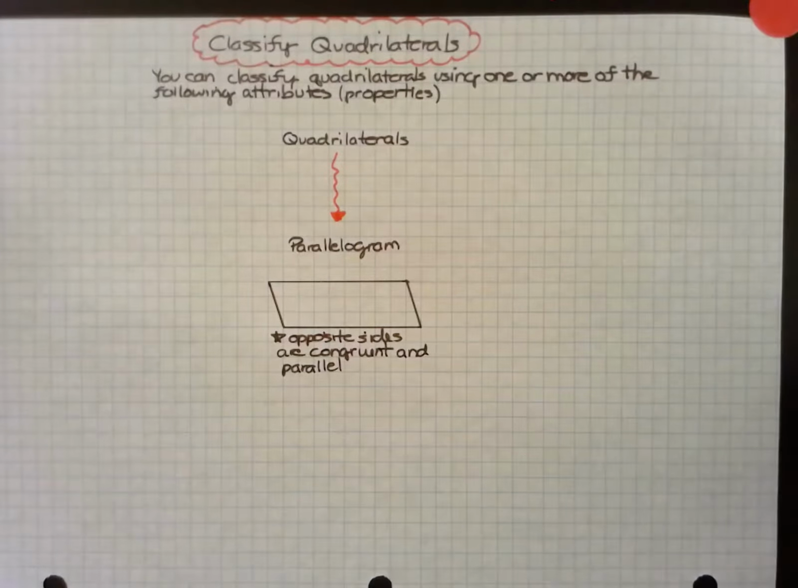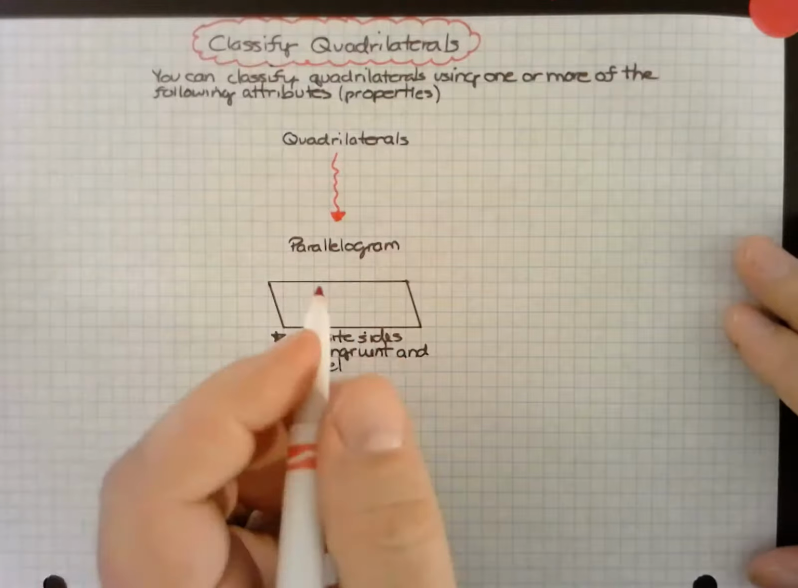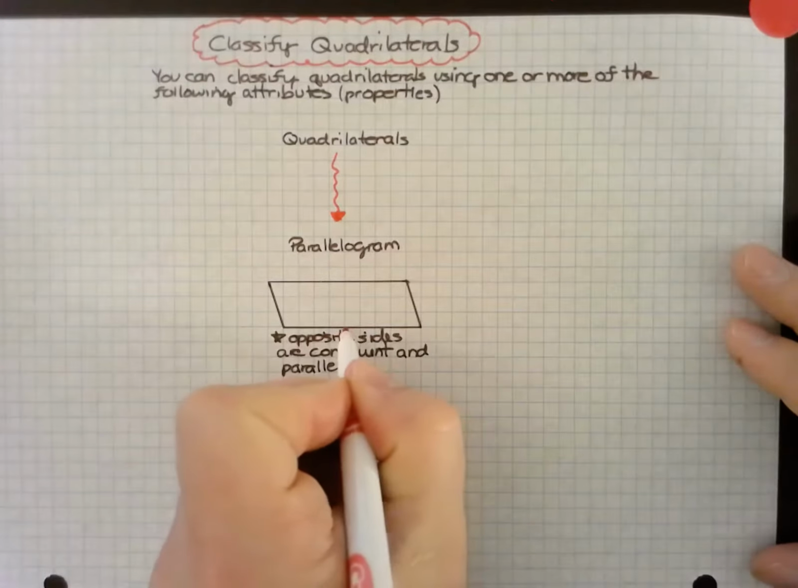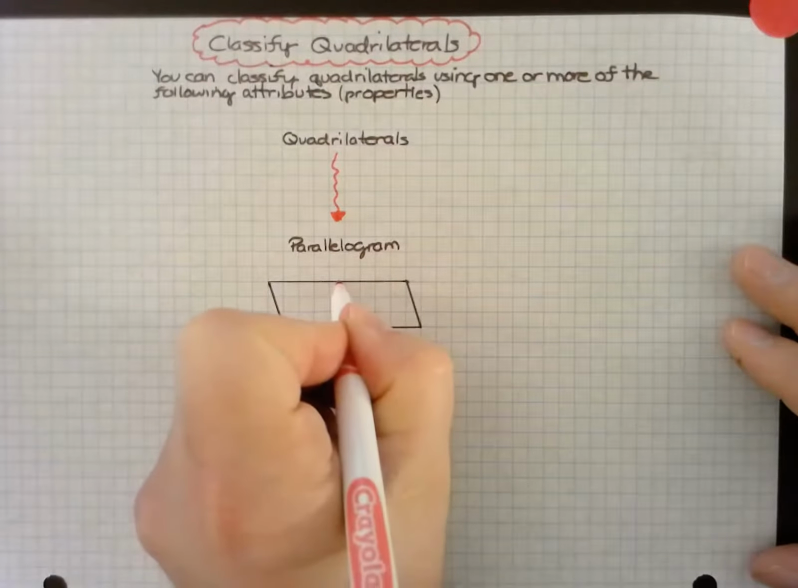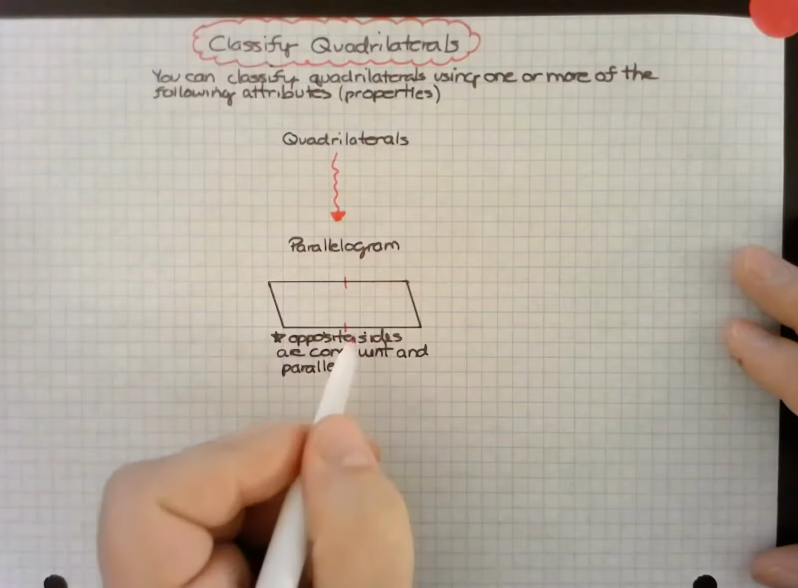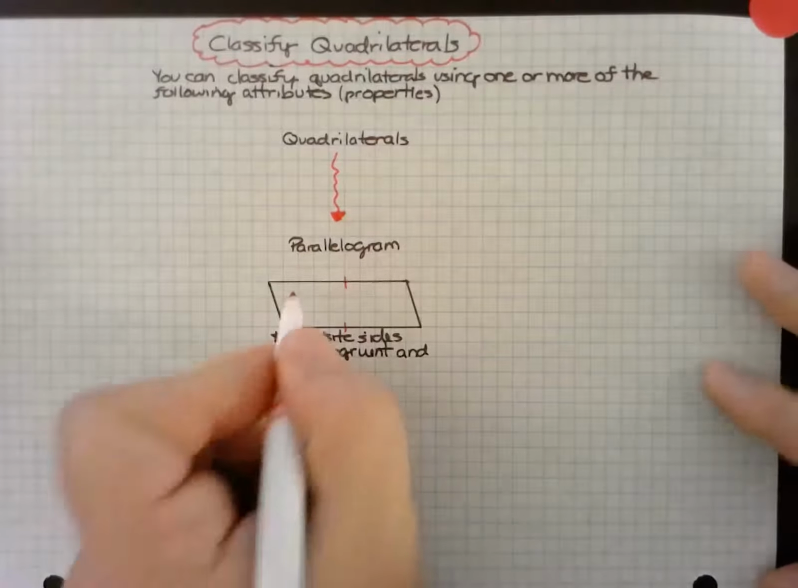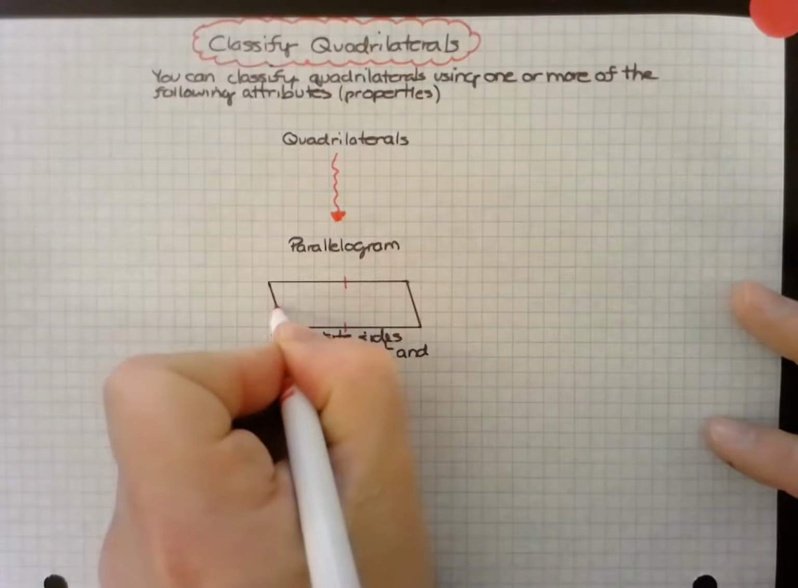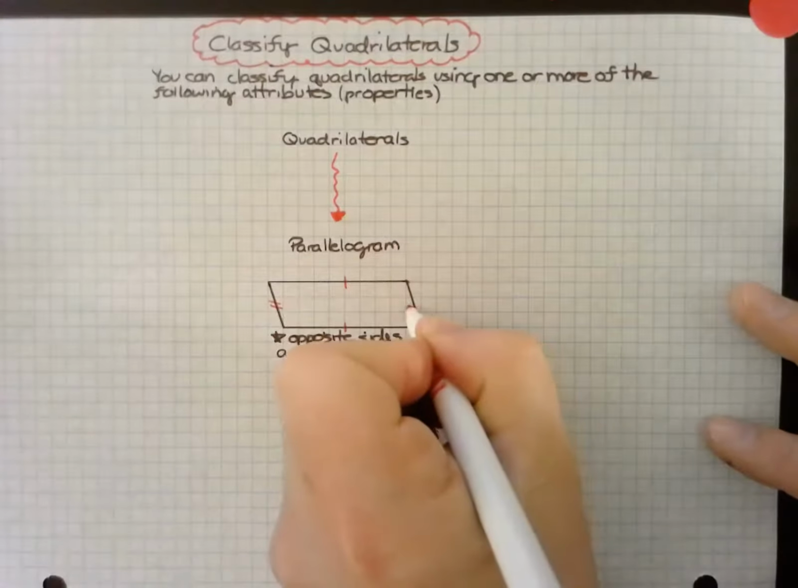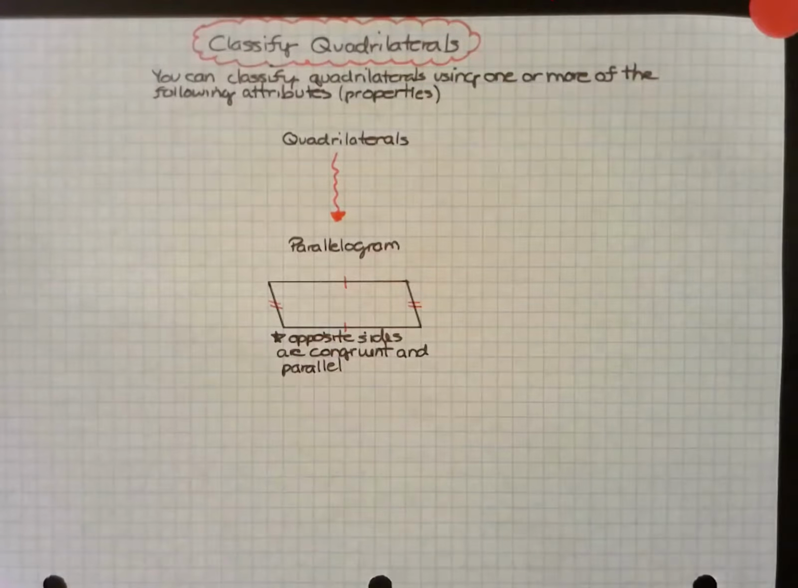We can show this by using tick marks. So I might show one tick mark for the 2 sides that are parallel, and then I'll use 2 tick marks for the other 2 sides that are parallel.